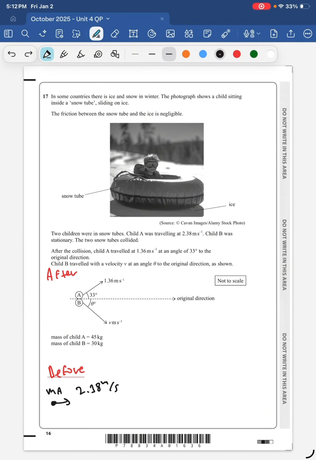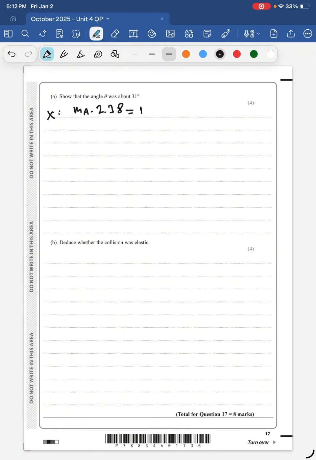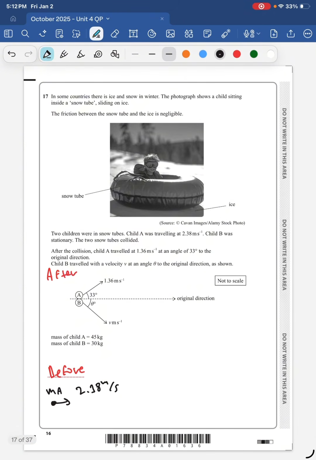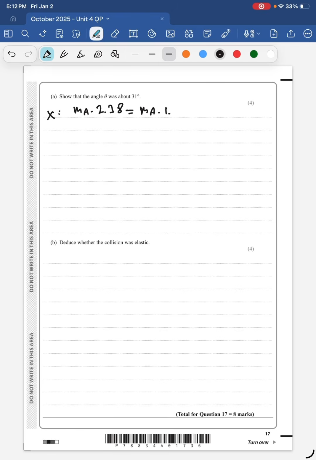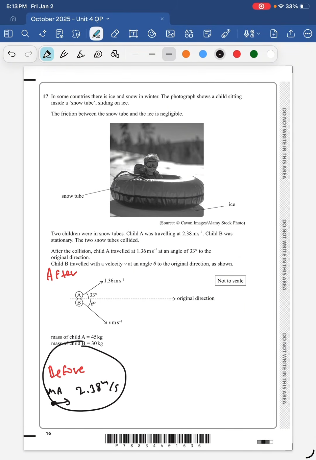So the x component of child A is going to be ma times 1.36 times cosine of 33 degrees, plus we have a contribution from child B with mb times v, because it's unknown, times cosine theta, which is also unknown. Okay. In the y direction, there was no momentum before because the child only moved in the x direction, okay?